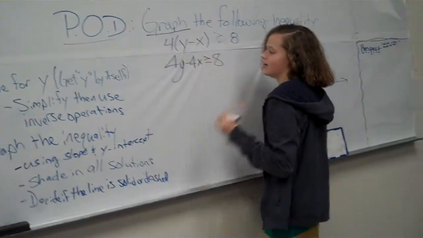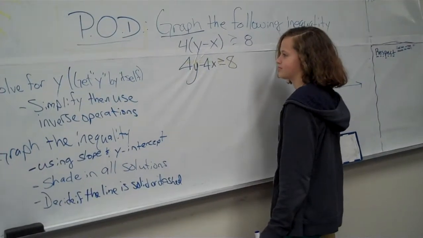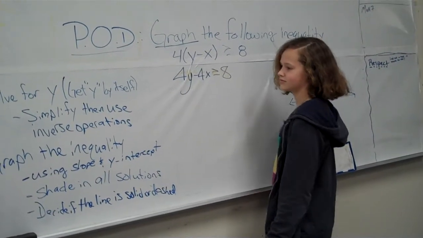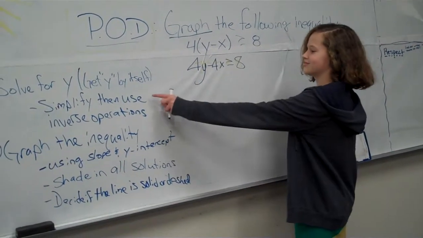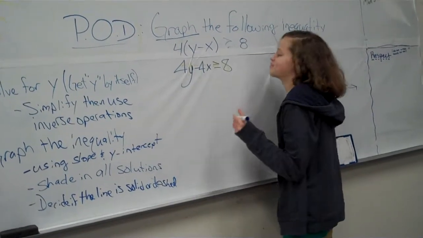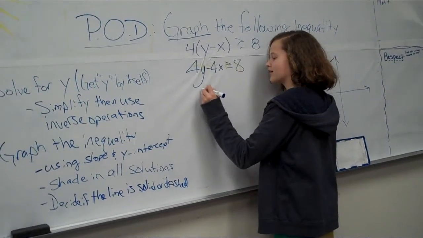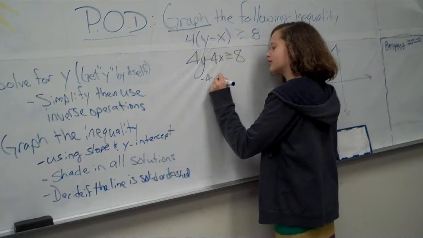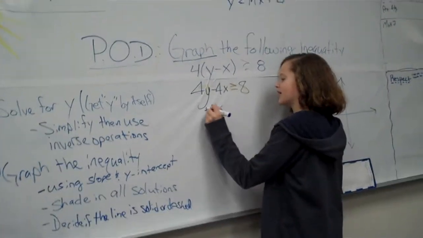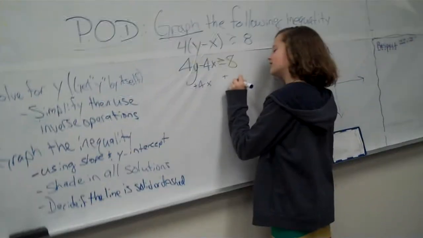So you distribute the 4. Point to the steps to your left of what? Distributing the 4. Good. Simplify, right? Then I took away 4x. No, I added 4x. Why are you adding 4x?